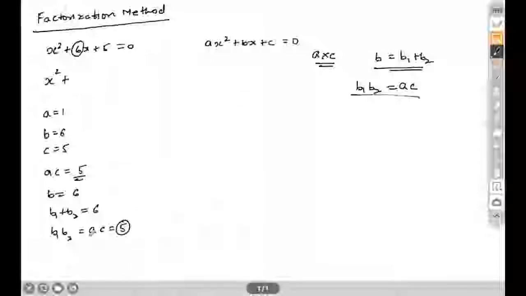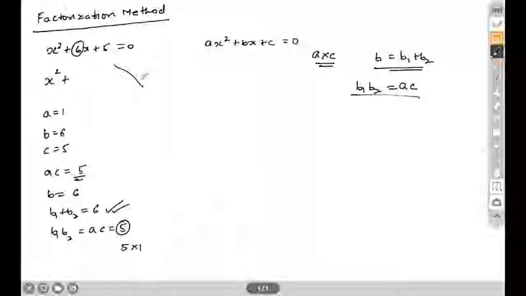Now, a and c are integers, okay? And 5 is a prime number. So the only way you can factorize 5 is 5 into 1, right? So hence, b1 becomes 5 and b2 becomes 1. If you see, it clearly satisfies this relationship.